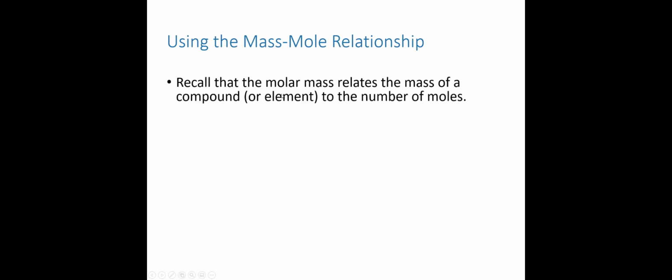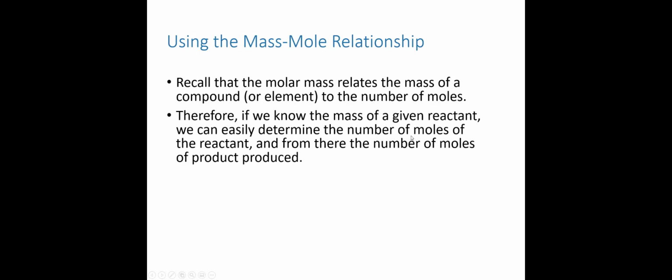Now that we've had some experience in using the mole-to-mole relationships from a chemical equation, we need to make that relationship a little bit more useful by factoring mass into the situation. So earlier on we showed how to calculate the molar mass, and we've seen how the molar mass allows us to go from the mass of a compound in grams to the number of moles of that element or compound.